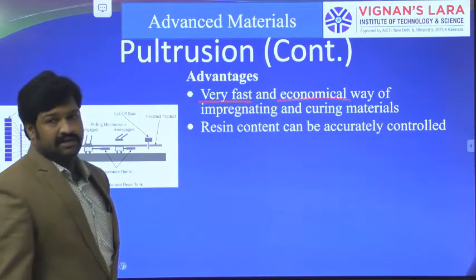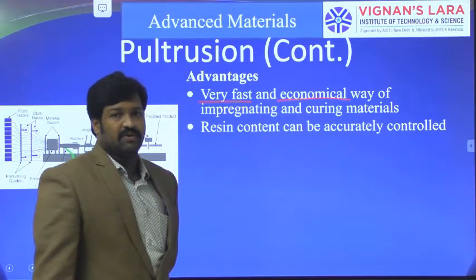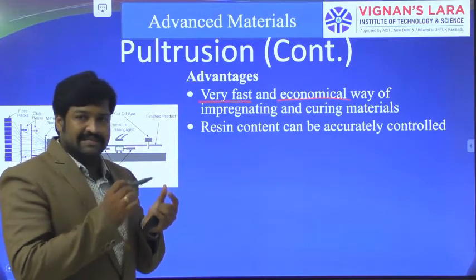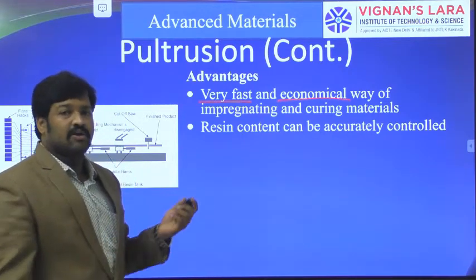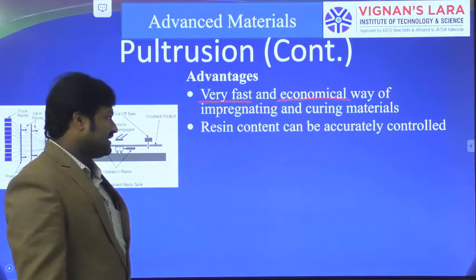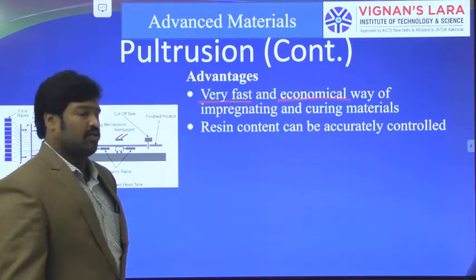Next, resin content can be accurately controlled. By means of the die surface, depending upon the die thickness or its diameter, we are controlling the matrix material, that is, the resin. So resin content can be accurately controlled.